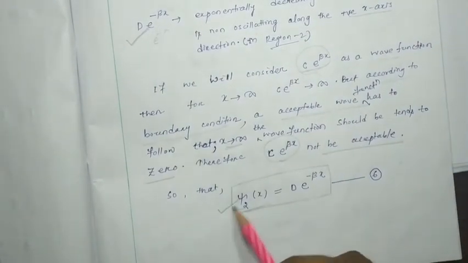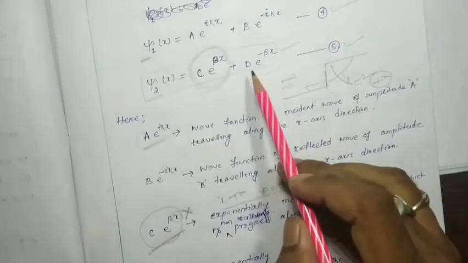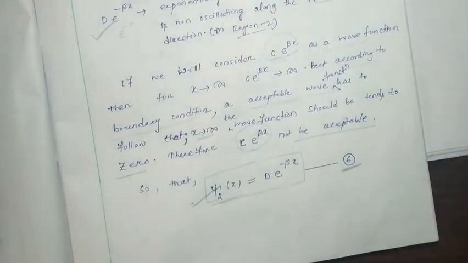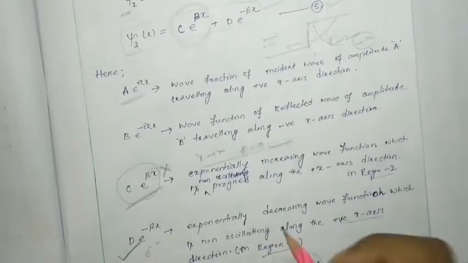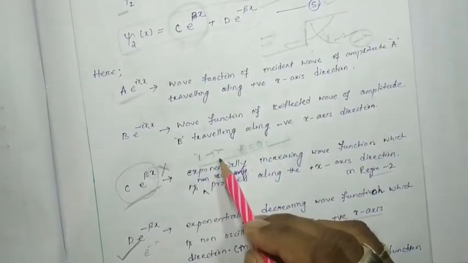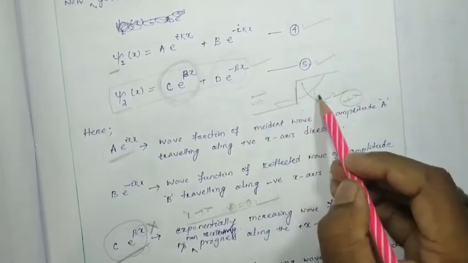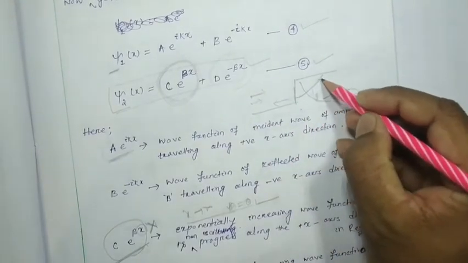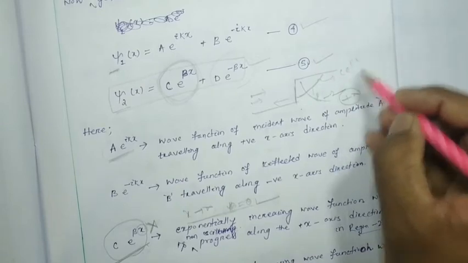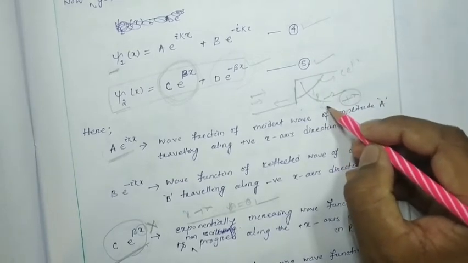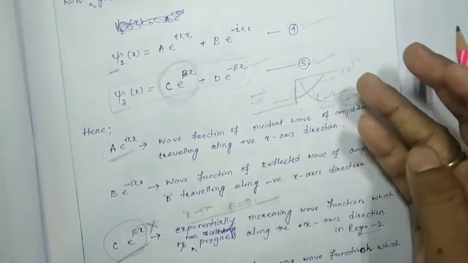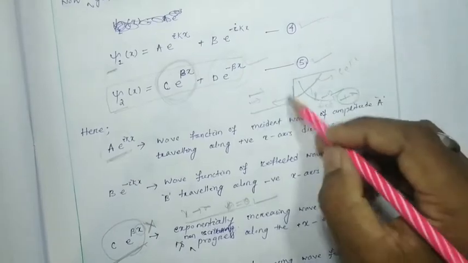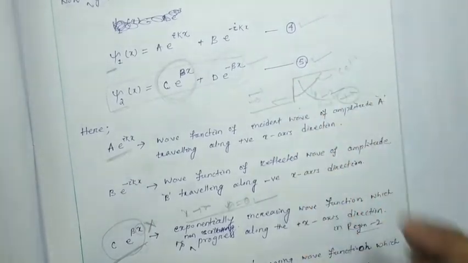So finally psi 2 of x will be only d e to the minus beta x. Let it be equation number 6. See, whatever I am doing here is only for your explanation. Here you can draw a small figure: this one belongs to c e to the beta x, and this exponentially decreasing one is d e to the minus beta x. You can draw it in your notes, but from the exam point of view, this drawing is not required.